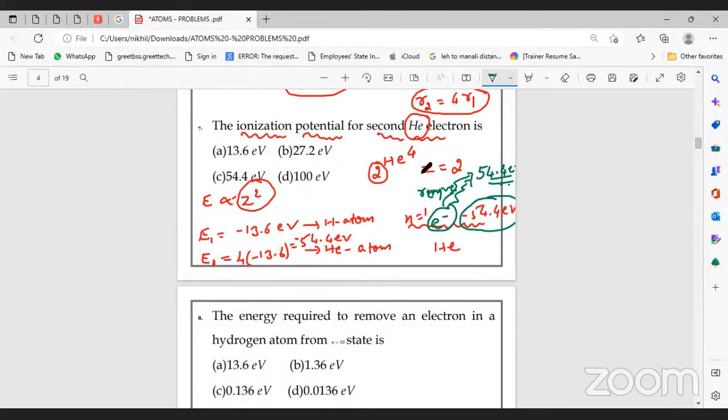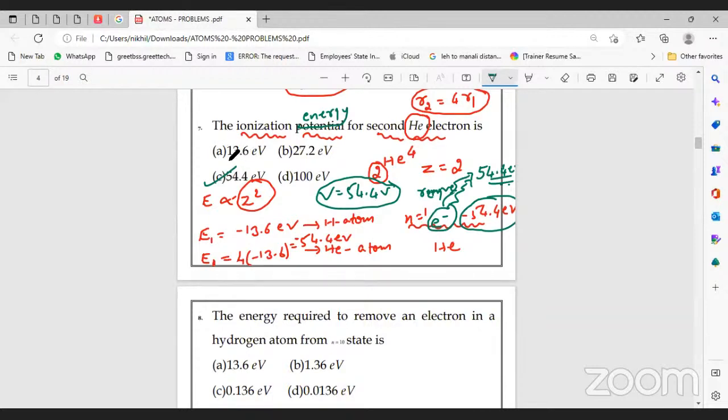Then what will be the potential, if they are asking? If they are asking for the potential, you have to say 54.4 volt. But in the options they are talking in terms of energy only. So option C is the answer. Instead of potential, you can say it is energy. So what is the ionization energy for helium? 54.4 electron volt. If they are asking for potential, then you can say the potential is 54.4 volts. So this is the ionization energy of helium.